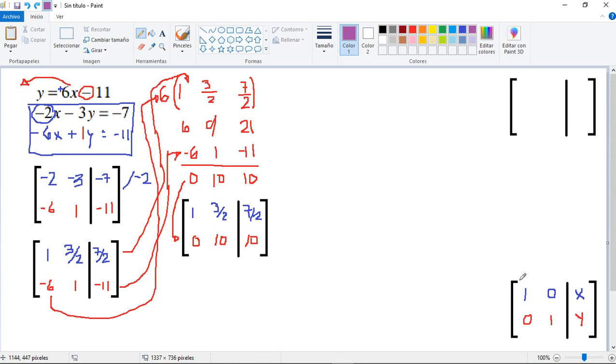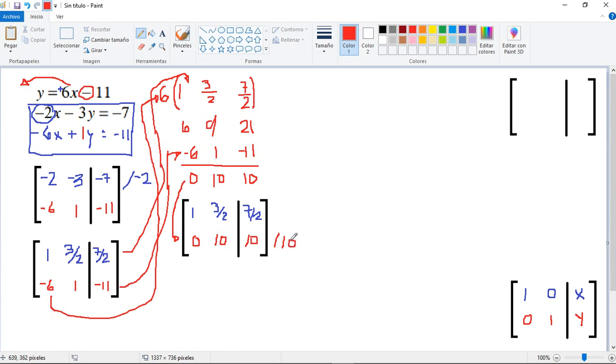Okay, what order are we doing it? Top left, bottom right, and top right. So the next one is this one. We have to convert number 10 into 1. How do we do it? Simple. The same way we converted negative 2 into 1. So we are going to divide all of the row by the number we want to convert. So by 10.